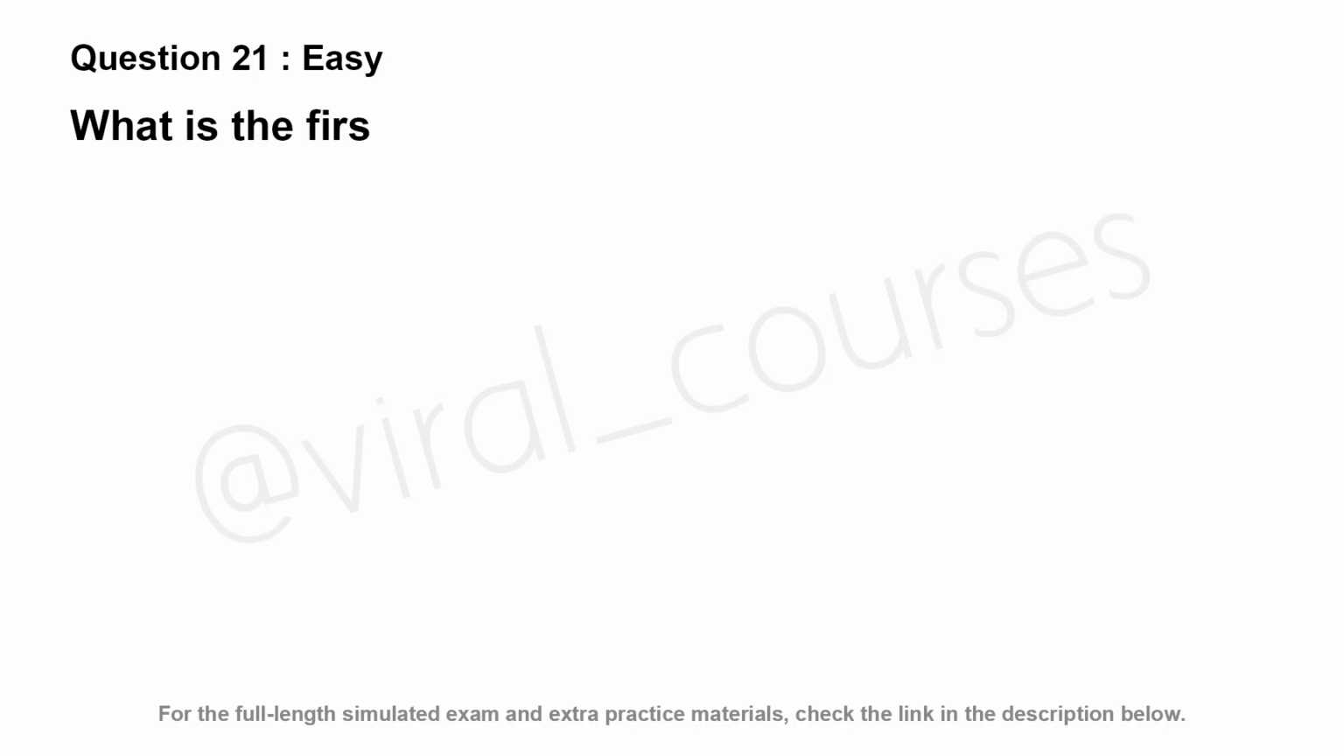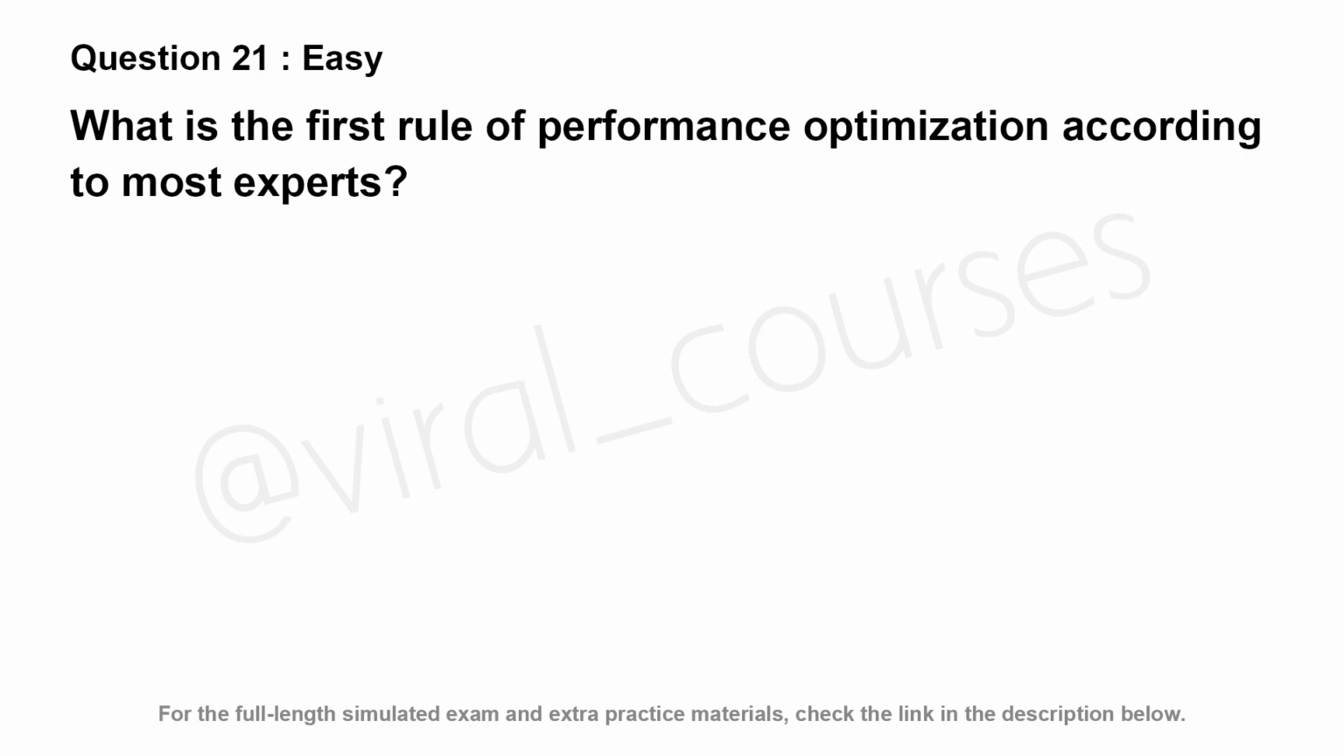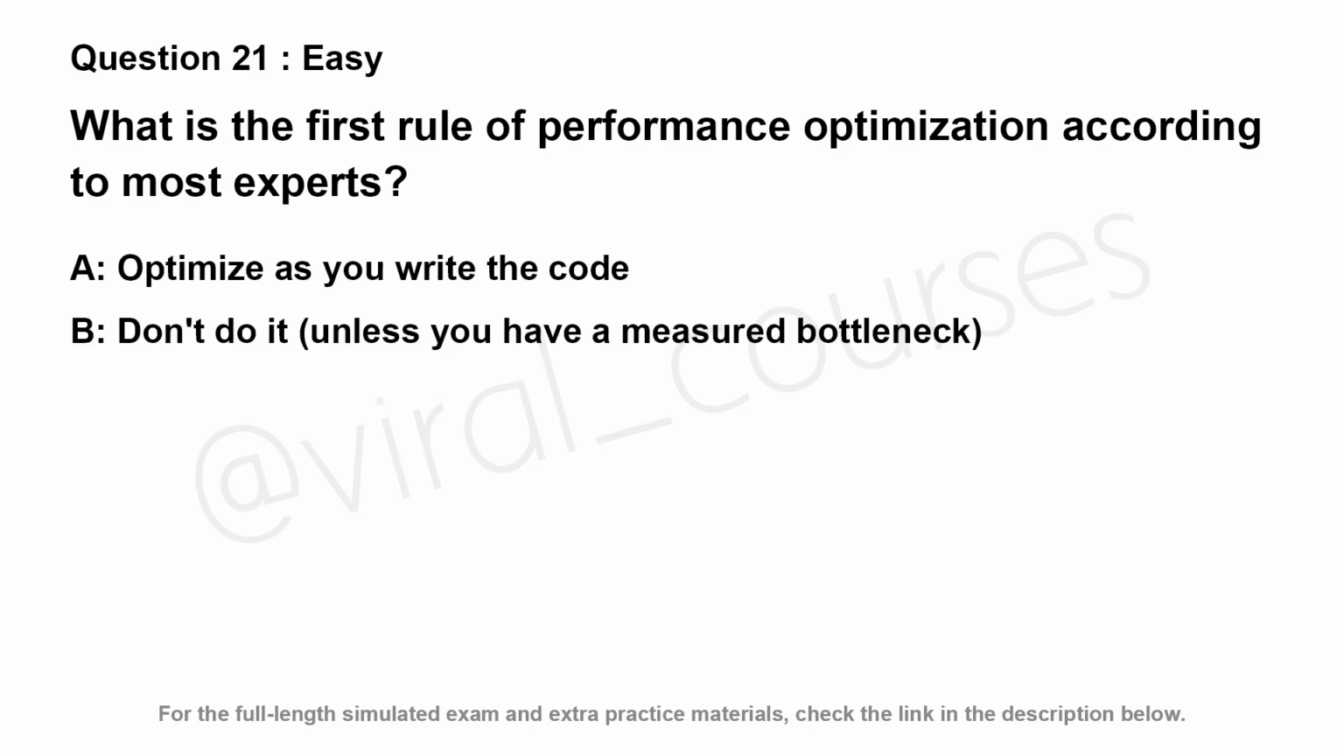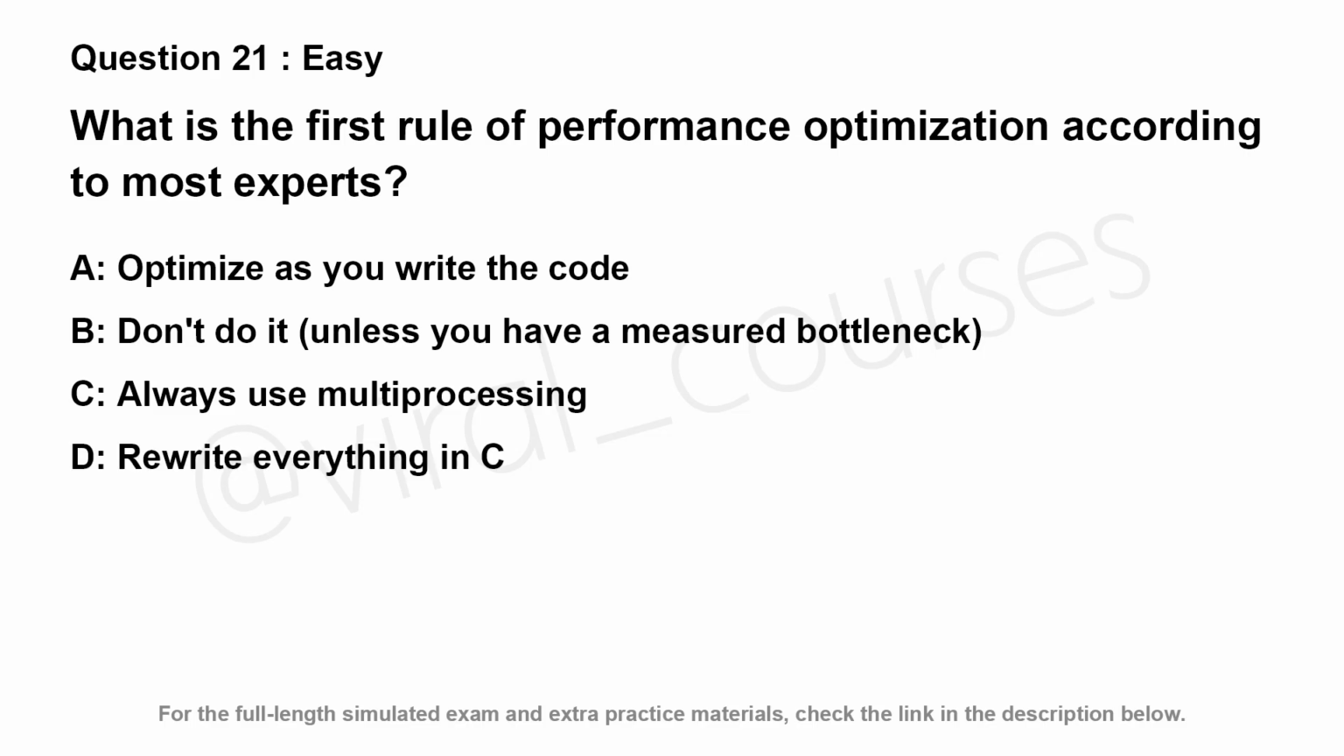What is the first rule of performance optimization according to most experts? Option A. Optimize as you write the code. Option B. Don't do it unless you have a measured bottleneck. Option C. Always use multiprocessing. Option D. Rewrite everything in C.